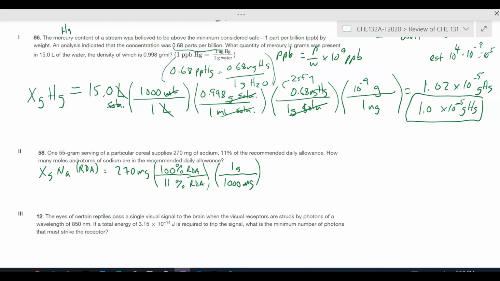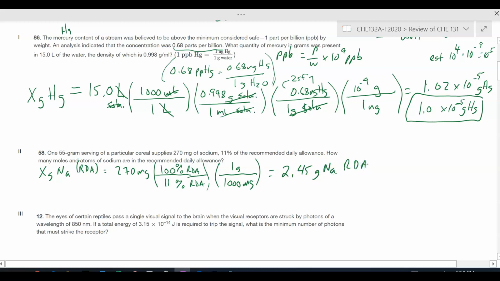So let's see here, 270 times 100 times, well, 1, didn't really need that, divided by, okay, I'm going to put in parens, 11 times 1,000. Oh, that's 1,000. Maybe it's going to be more like 2.5, or 2.545, yeah. So 2.45 grams of sodium is the RDA.